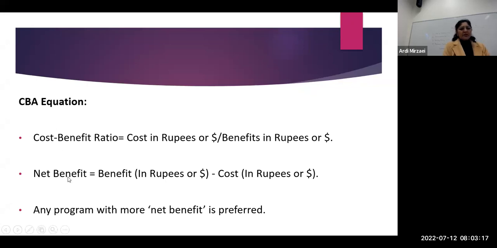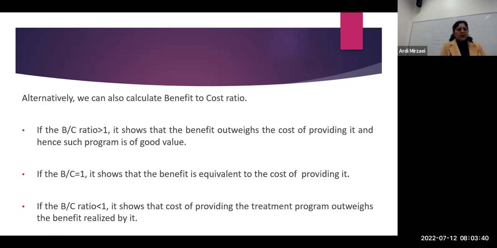Now the CBA equation: cost to benefit ratio is equal to cost in rupees or dollars divided by benefit in rupees or dollars. The net benefit is equal to benefit in rupees or dollars minus cost. Any program with more net benefit is preferred. Alternately, we can also calculate the benefit to cost ratio. If the benefit to cost ratio is more than 1, it means the benefit outweighs the cost and hence such a program is of good value. We can implement such a program.